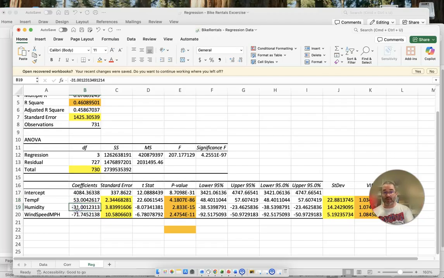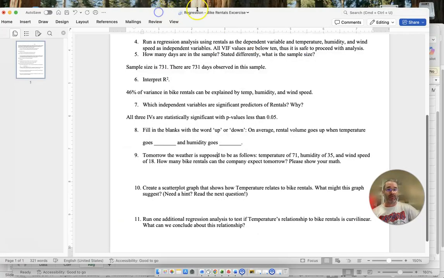The opposite is true for humidity and wind speed. When humidity goes up, bike rentals go down. People don't want to sweat maybe. And same for wind speed. As the wind speed gets to be something crazy, like 50-mile-an-hour winds, fewer people are going to rent bikes. They don't want to ride bikes when there's a 50-degree wind outside, is what this would tell us. With that information, we can answer this. Rental volume goes up when temperature goes up because it had a positive sign, and humidity had a negative sign, so rental volume goes up when humidity goes down.